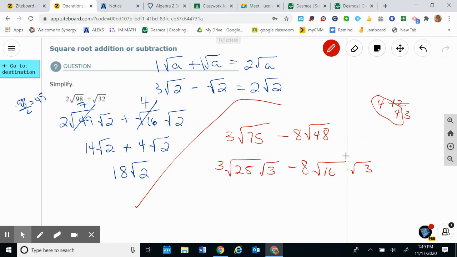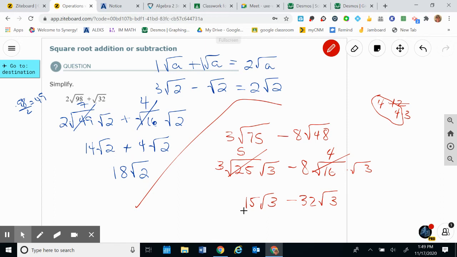It would still work, okay? So square root of 16 is 4. Square root of 25 is 5. 3 times 5, 15 root 3, minus 8 times 4, which is 32, root 3.